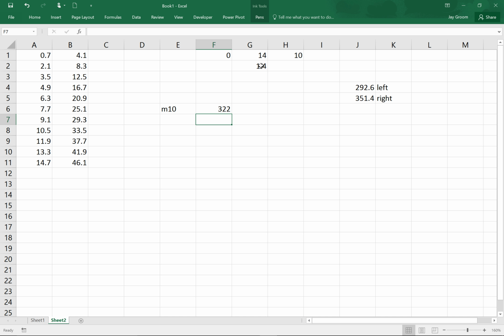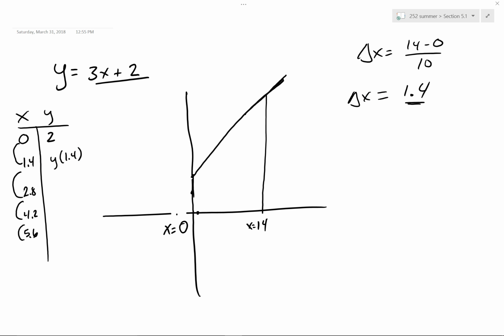Notice that 322 is more or less in the middle between 292 and 351. It's not perfect. It's not supposed to be perfect. It's close. Okay? And so that is the actual answer. And it turns out that in this case, because that was a linear function, it is perfect. But that's neither here nor there. That's how we work these out.